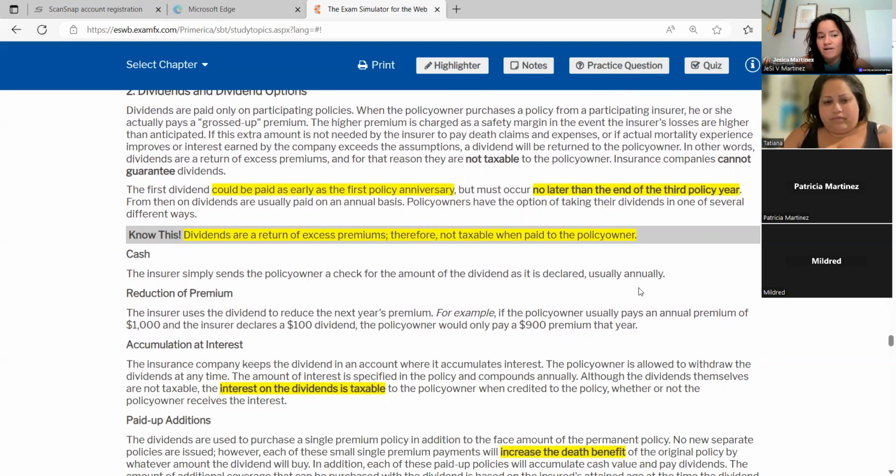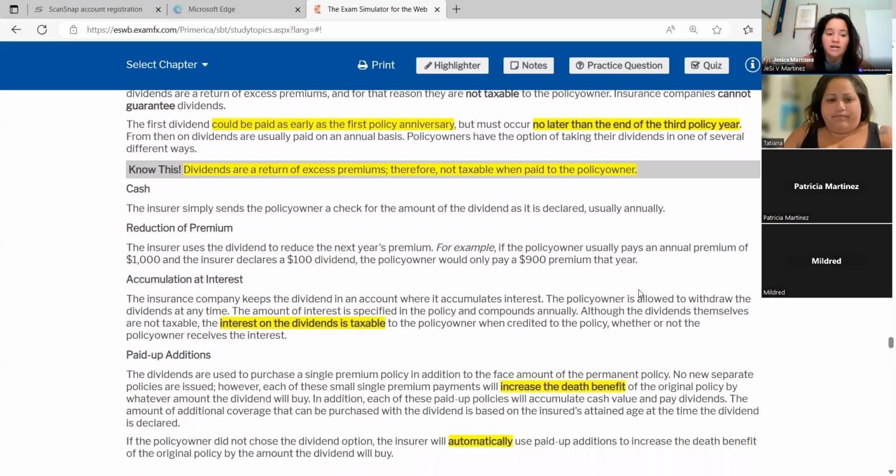Cash: the insurer simply sends the policy owner a check for the amount of the dividends. These are the ways the dividends are paid. So they're paid in cash. Basically, you get a check. Reduction of premium: the insurer uses the dividend to reduce the next year's premium. So you're telling them, hey, keep it. I'll just pay the difference for next year.